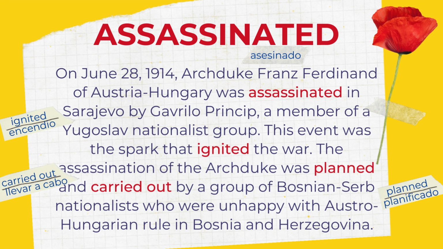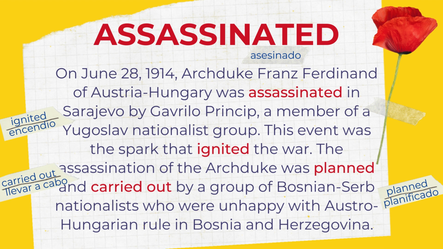On June the 28th, 1914, Archduke Franz Ferdinand of Austria-Hungary was assassinated in Sarajevo by Gavrilo Princip, a member of the Yugoslav nationalist group. This event was the spark, chispa, that ignited the war. Started the war, caused the war, sparked the war.